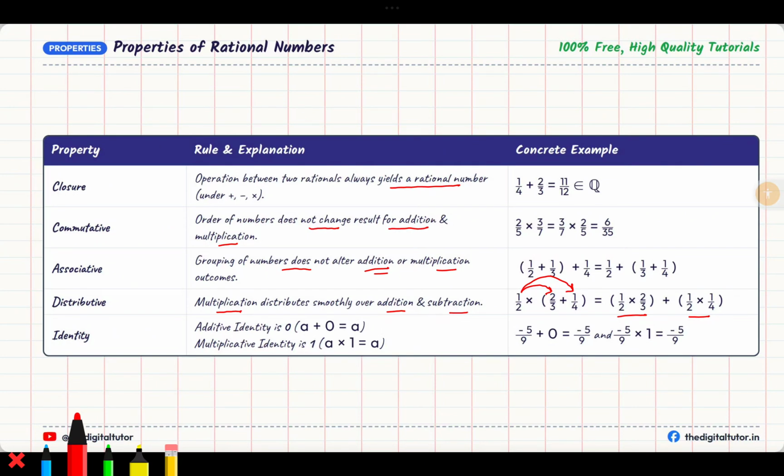The last property that we'll be discussing is identity. The additive identity is 0. When you add 0 to a rational number, you get the same rational number. And the multiplicative identity is 1. When you multiply any rational number with 1, you get back the same rational number. So minus 5 by 9 plus 0 gives me minus 5 by 9, and minus 5 by 9 multiplied by 1 also gives me minus 5 by 9.